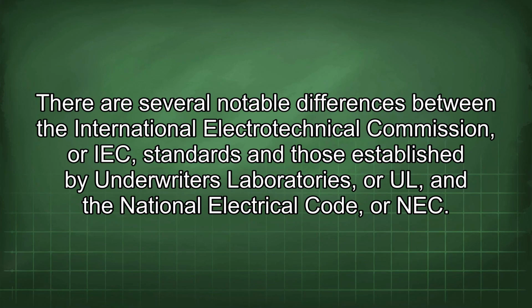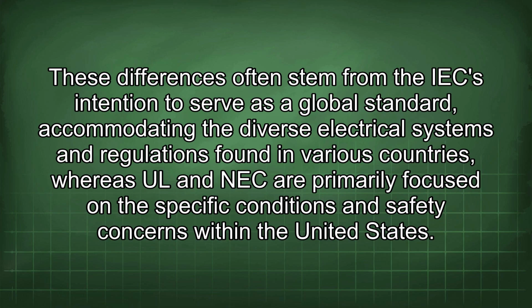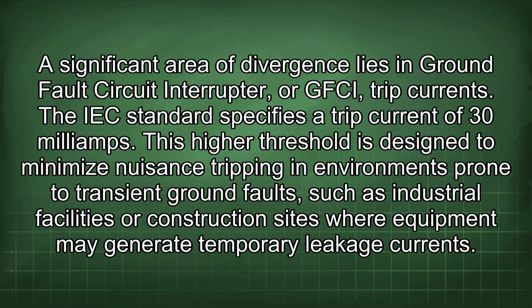There are several notable differences between the International Electrotechnical Commission, or IEC, standards and those established by Underwriters Laboratories, or UL, and the National Electrical Code, or NEC. These differences often stem from the IEC intention to serve as a global standard, accommodating the diverse electrical systems and regulations found in various countries, whereas UL and NEC are primarily focused on the specific conditions and safety concerns within the United States. A significant area of divergence lies in ground fault circuit interrupter, or GFCI, trip currents.